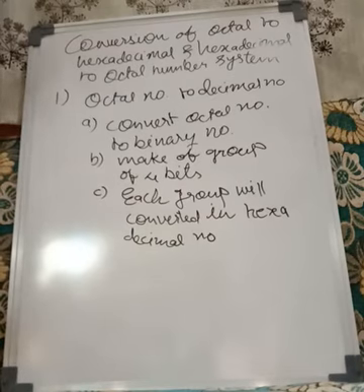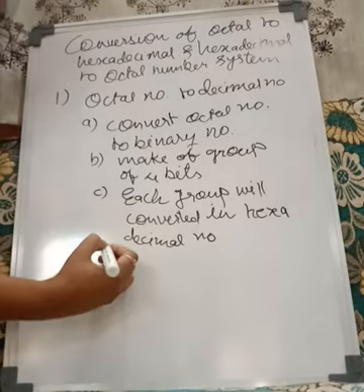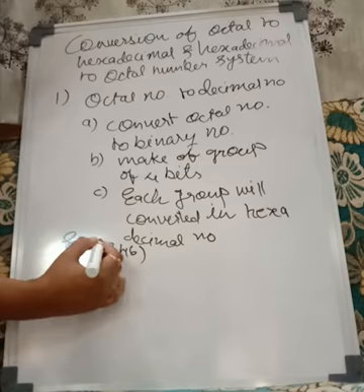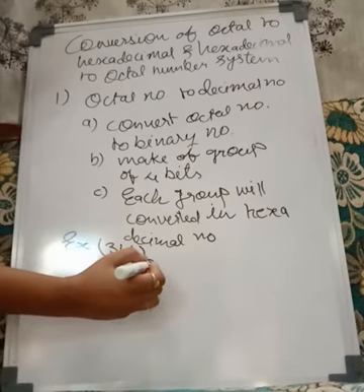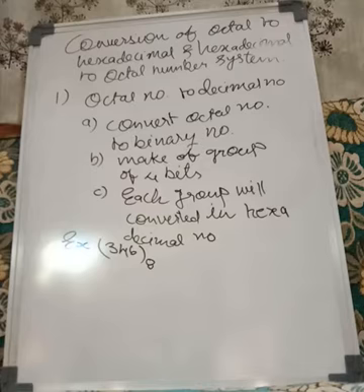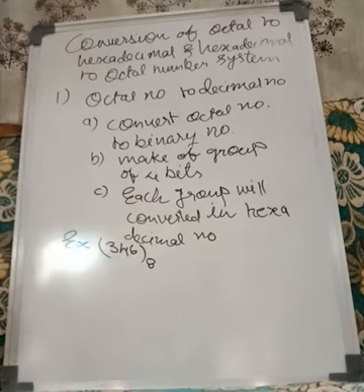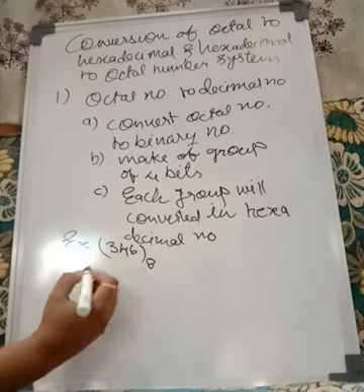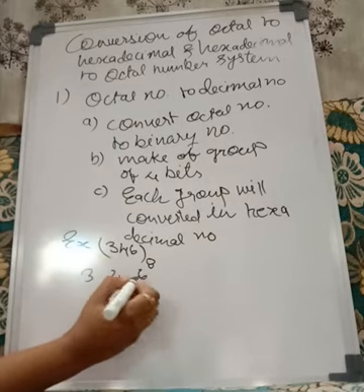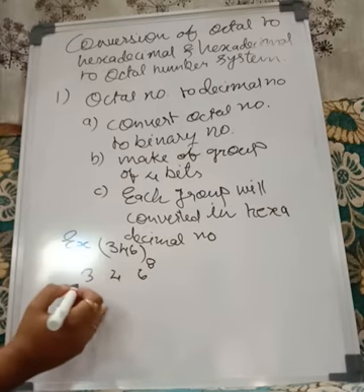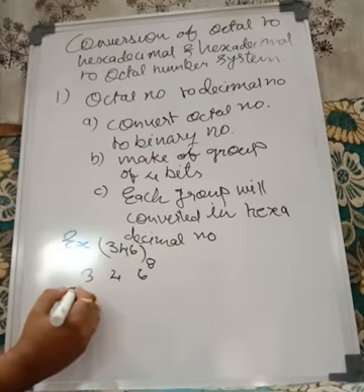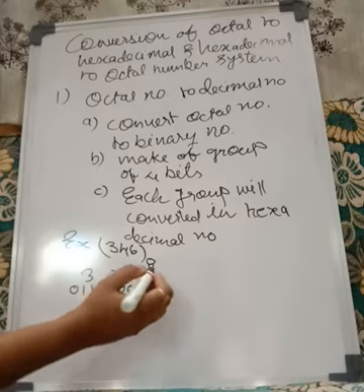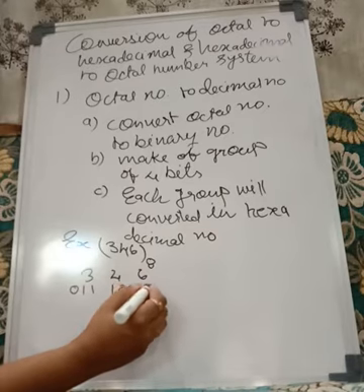So suppose we have an example, 3, 4, 6. This is the octal number or base 8 number, and we are going to convert this base 8 number into base 16 number. So let's see. 3, 4, 6. First we will convert it into the binary number. So 3 can be written as 0, 1, 1. 4 can be written as 1, 0, 0. Whereas 6 can be written as 1, 1, 0.